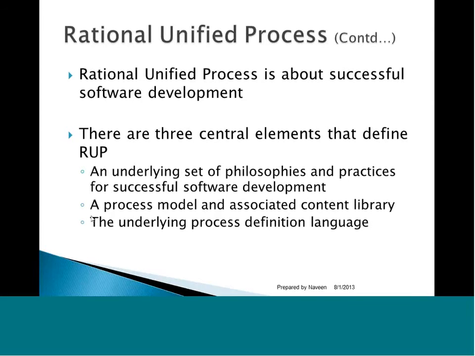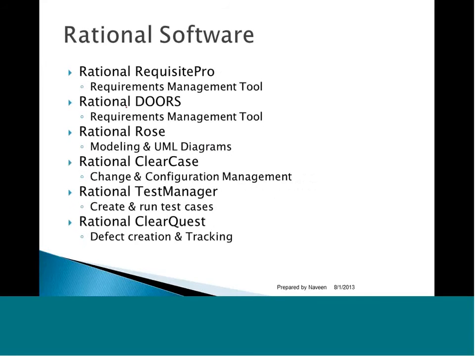There are 3 central elements that support RUP. What are those 3 elements? Number 1, an underlying set of philosophies and practices. Within RUP, it has various phases, various tasks, various activities, and it will tell who has to do what. Also, it has a process model and an associated content library. What do you mean by associated content library?